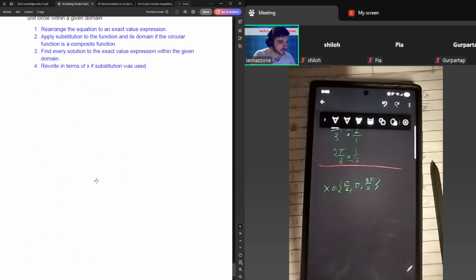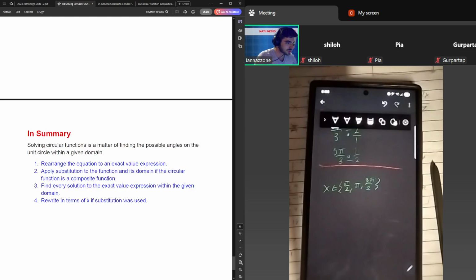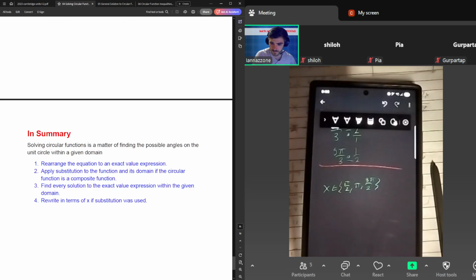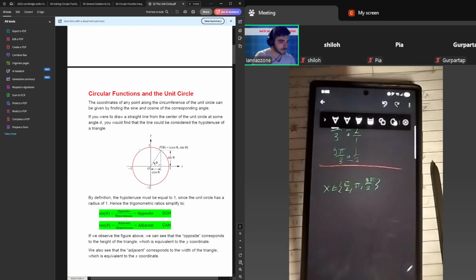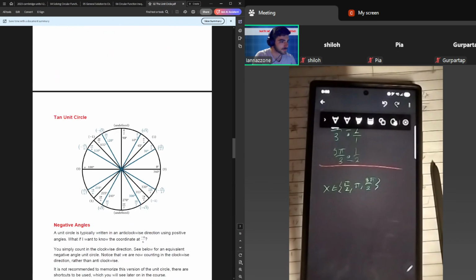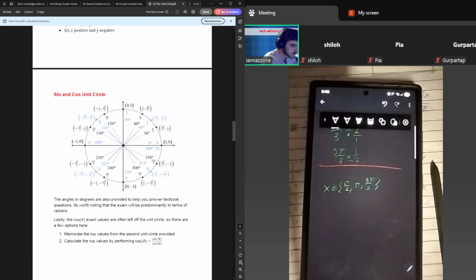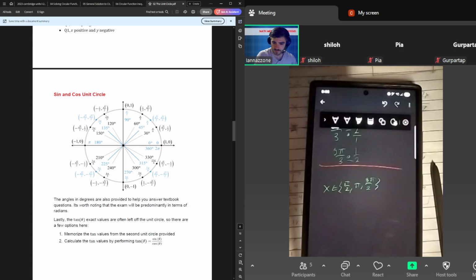Okay, so what I'll do is I'll get a screenshot of the summary that we follow, so you can refer to that. Should probably also get a unit circle up as well. That'd be a good idea for you. And unit circle, should you need it. And sine and cos. Okay, cool.